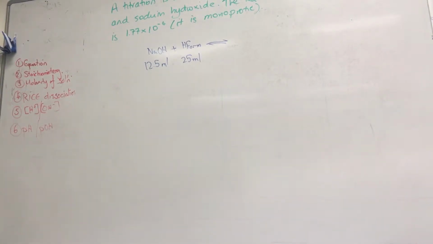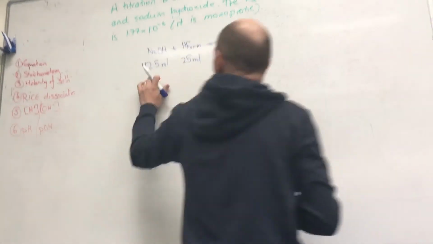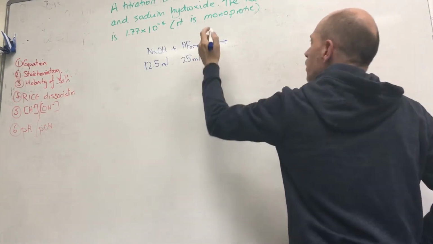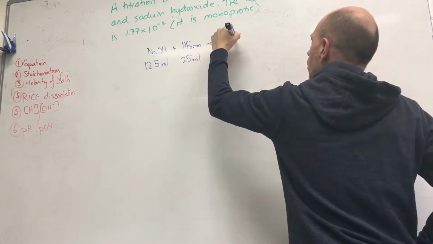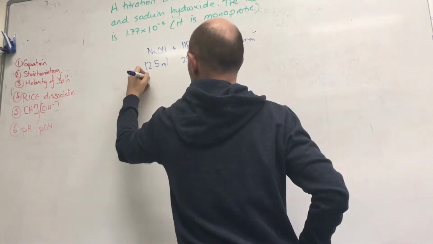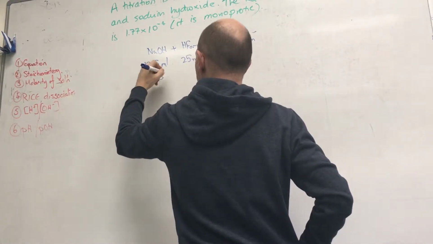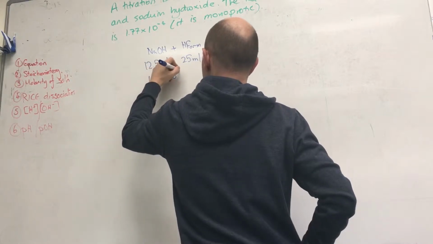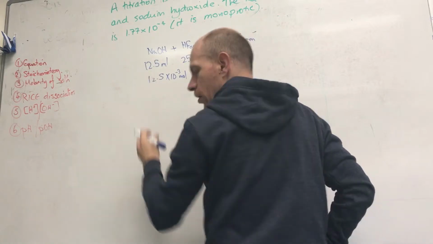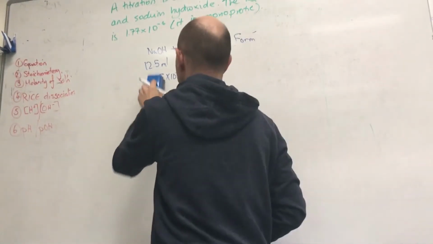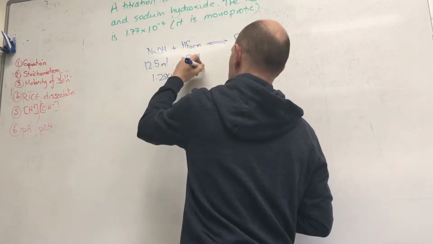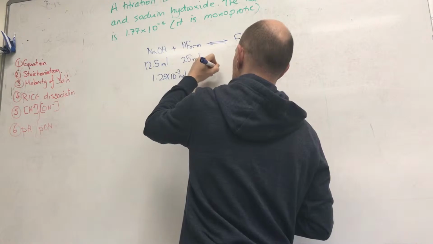Yep. So, at the half equivalence point, you have 12.5 mils of sodium hydroxide and 25 mils of formic acid, and you then have minus, so in this case you've got 12.5 times 10 to the minus 3 moles. No, 1.25 times 10 to the minus 3 moles. And you've got 2.5 times 10 to the minus 3 moles.